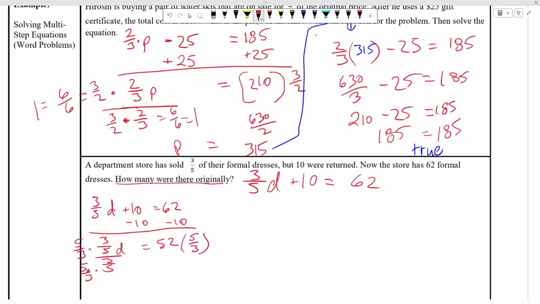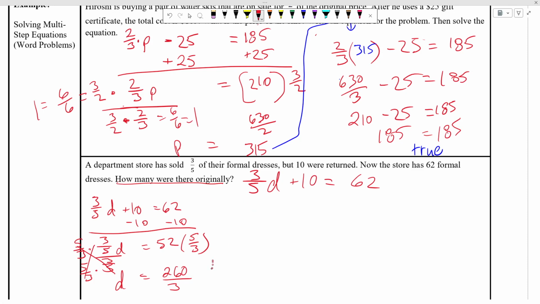5/3. Okay. Both sides of the fraction and both sides of the equation. This all eliminates and becomes simply 1d. This here, 52 times 5, that happens to be 260. And then we have over 3. I don't like working with decimals here, so I'm not going to have you work with decimals. Just leave it like this for now, right?